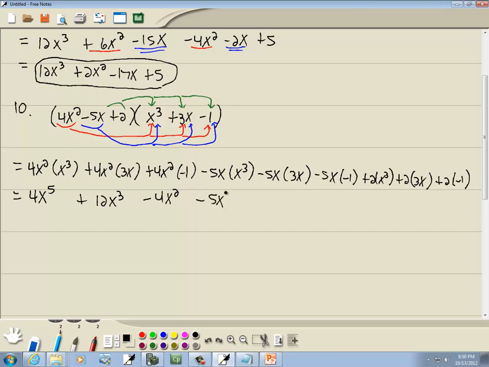Minus 5x to the fourth. This is the first power. X to the first times x to the third is x to the fourth. Negative 5 times 3 is negative 15. X times x is x squared. Negative 5 times negative 1 is a positive 5, and then the x carries down.